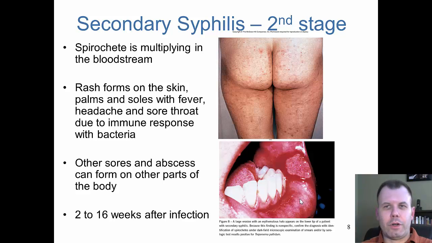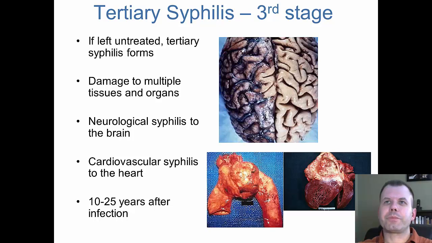Again, after the initial chancre, if you had that, or if you're asymptomatic, this may develop a few weeks to months down the road. Okay, again, if you let this go untreated, this can then develop into what we know as tertiary syphilis, which is long term, and I'll show you that. And again, if left untreated, tertiary syphilis forms, and this shows you what the damage of syphilis can do to the brain.